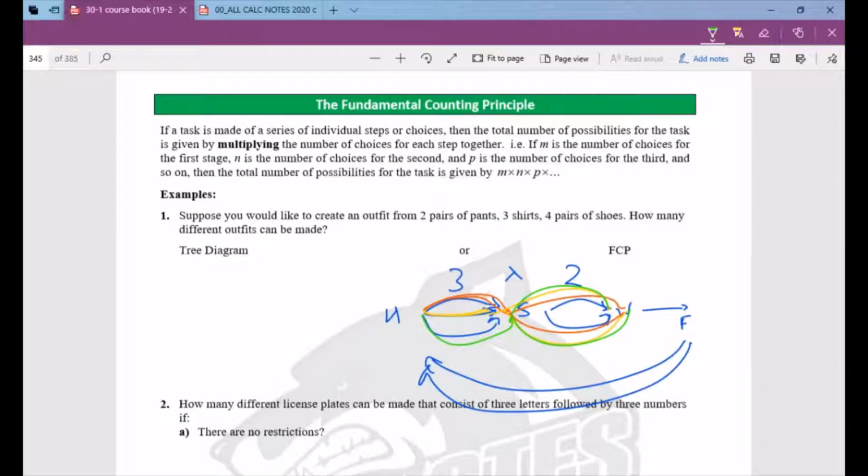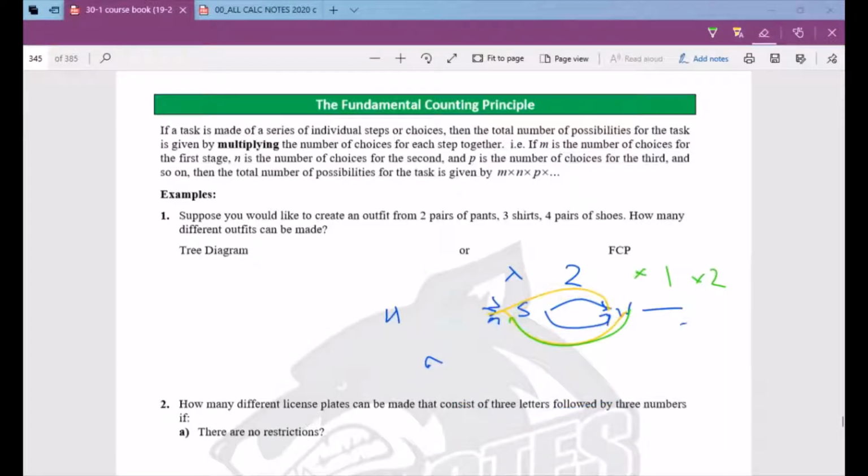Well, then if we complete the rest of the trip, it just ends up being times 1 for getting to your friend's house, and then times 2 of getting back home. So it ends up being a product of all of these things, a product of all of these choices of how you complete these tasks. And that's what we call the fundamental counting principle.